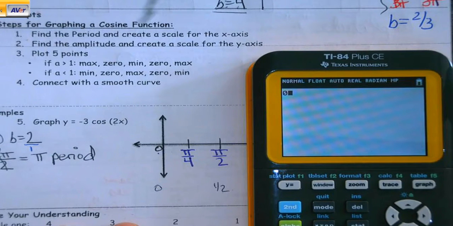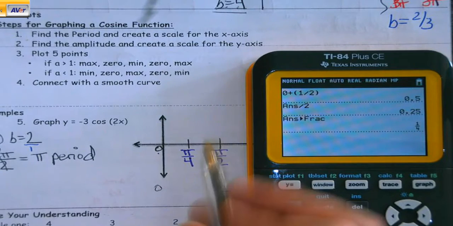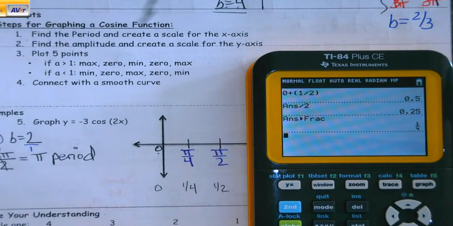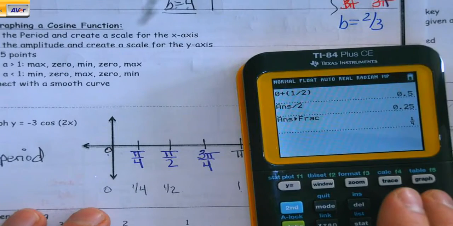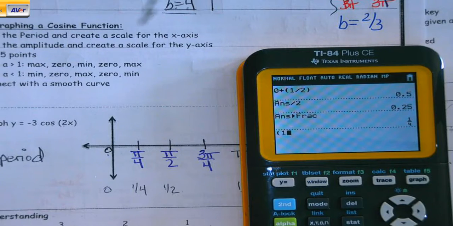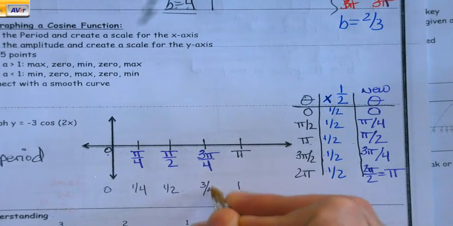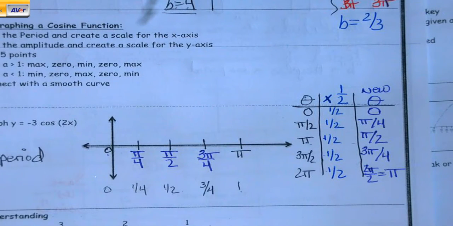Okay, 0 plus 1/2. But I want to know what's in the middle of it, so I'm going to divide it by 2. Math, enter. 1/4. Or if I come to this side, I don't know what's in between 1/2 and 1. 1/2 plus 1, divide by 2. Math, enter. 3/4.